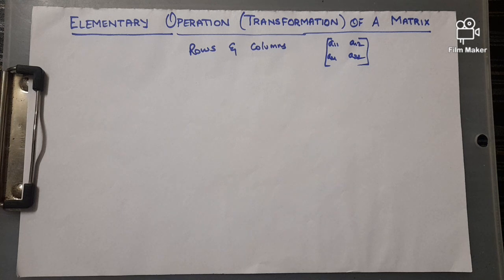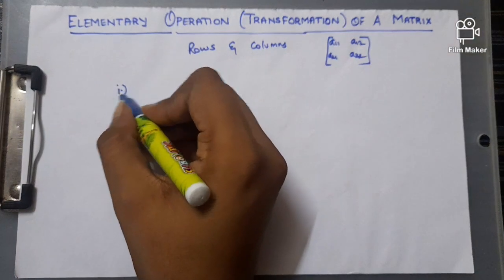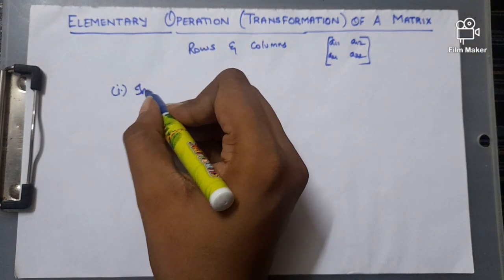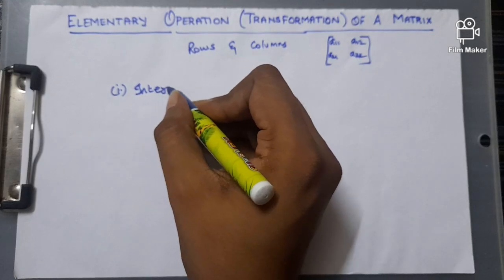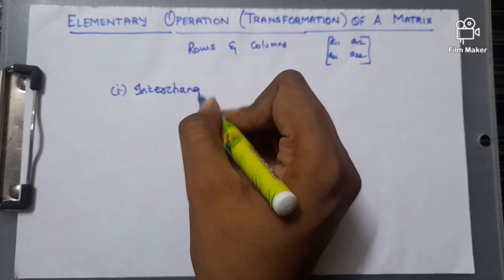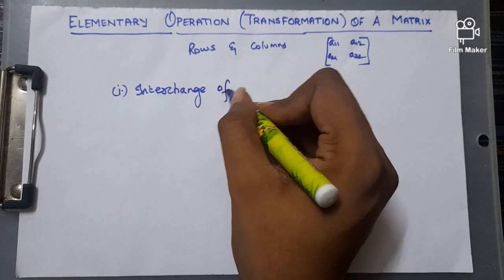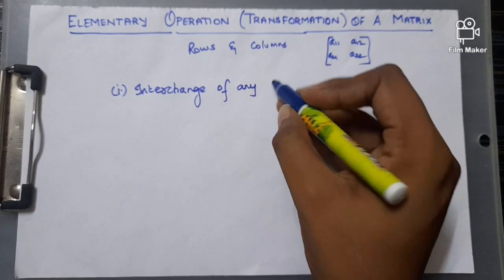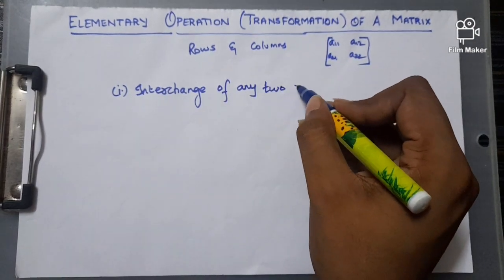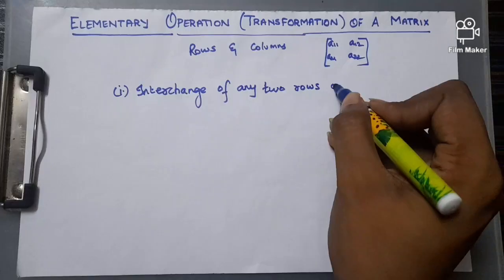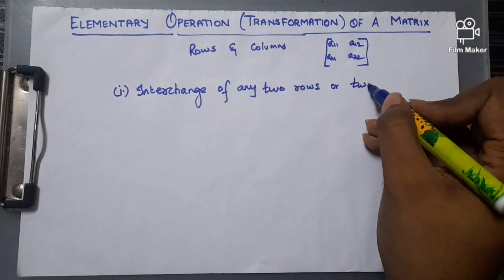Now we will see certain steps that are present in order to continue this elementary operation of a matrix. The first step is interchange of any two rows or two columns.